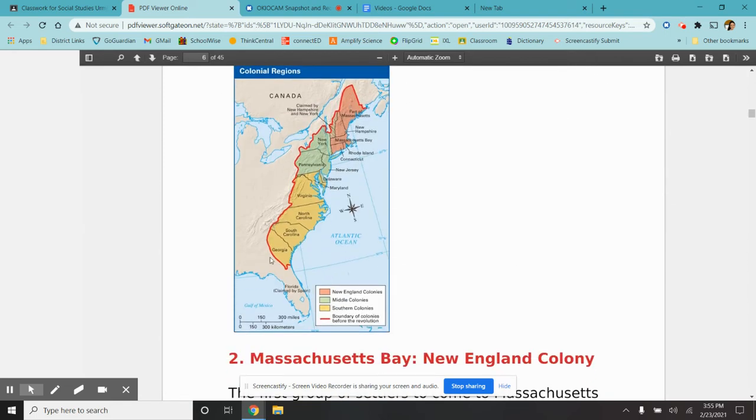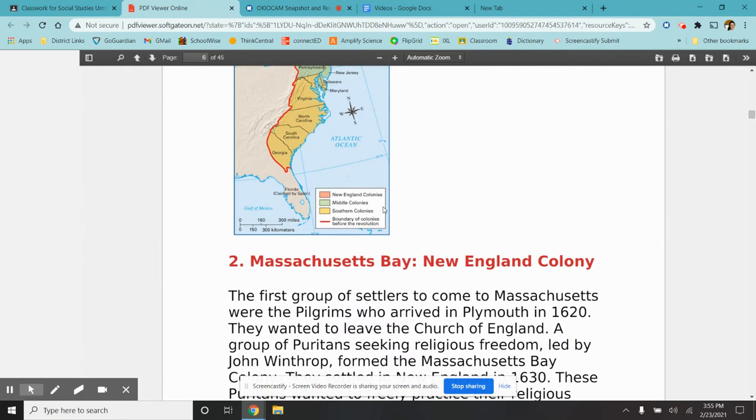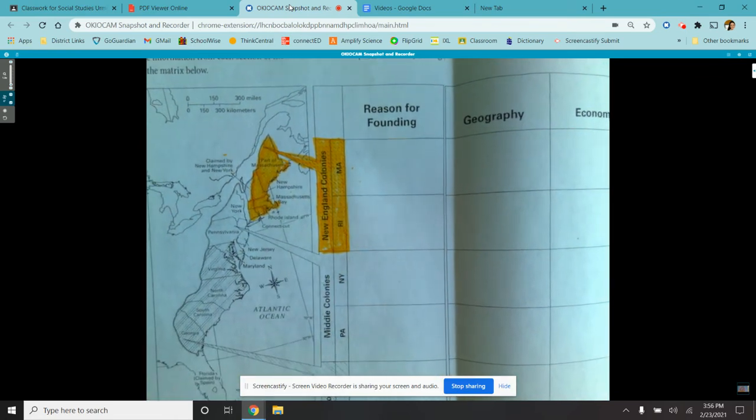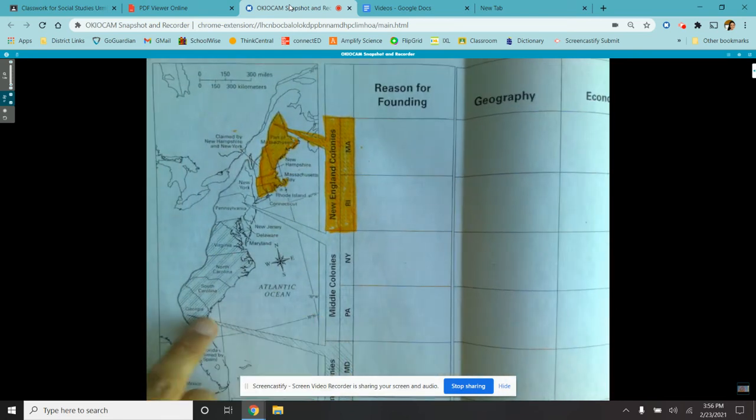So here's our map of the 13 colonies, and today we're going to be talking about the New England colonies. So Massachusetts Bay, the New England colonies. And on our paper, I already colored in and highlighted the New England colonies. What we're going to pay attention to while we're reading is... and I forgot to color in the key, the New England colonies.